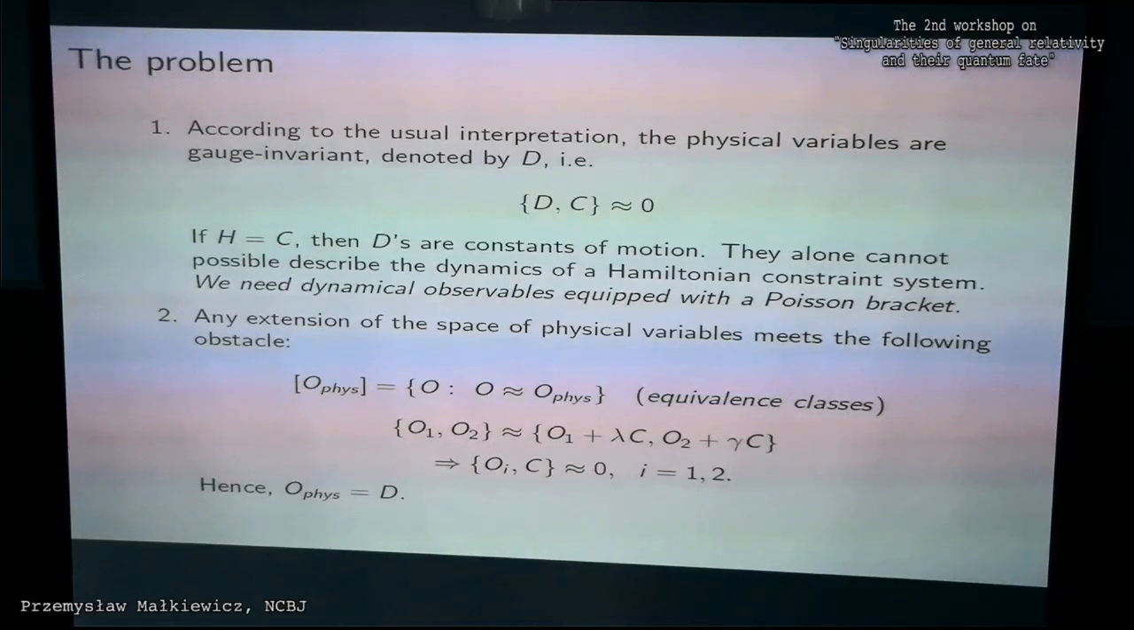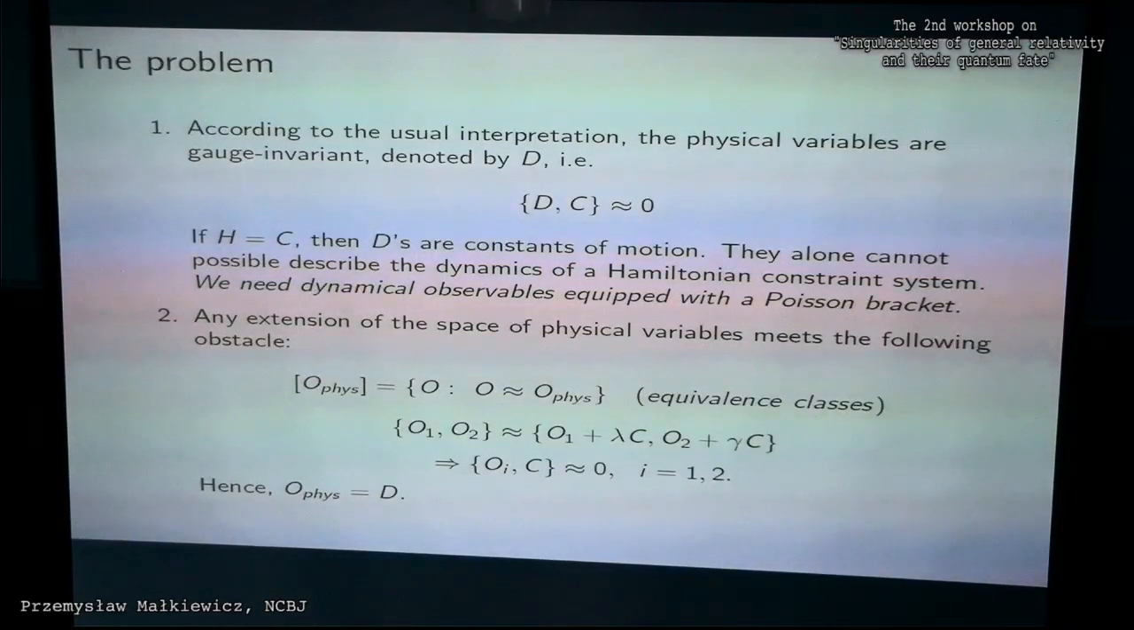According to the usual interpretation, the physical variables are gauge invariant. They are denoted by D, the Dirac observables. That means they commute with the constraint on the constraint surface. But if the Hamiltonian is a constraint, then Dirac observables are constants of motion. But we have dynamics, so they alone cannot possibly describe the dynamics of the system.